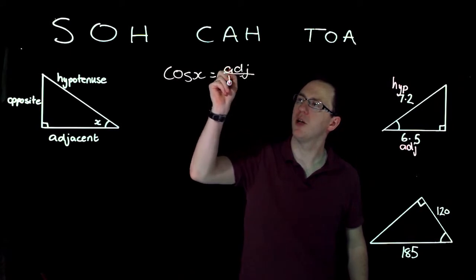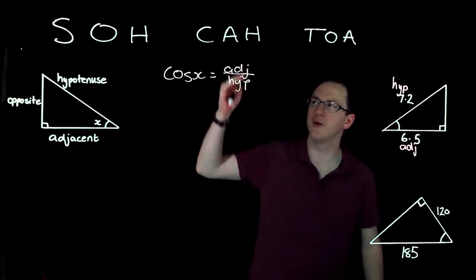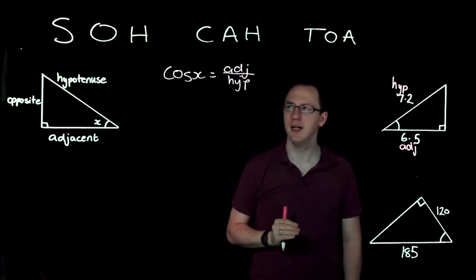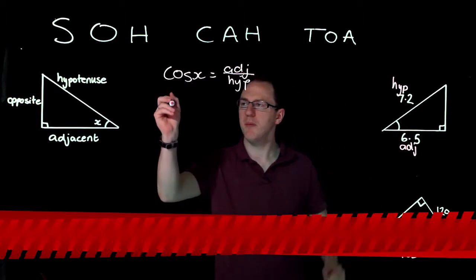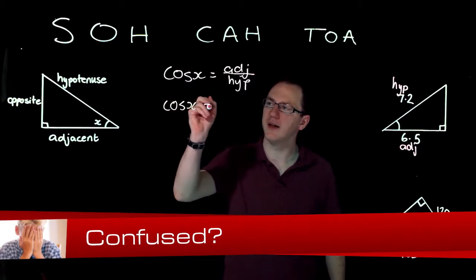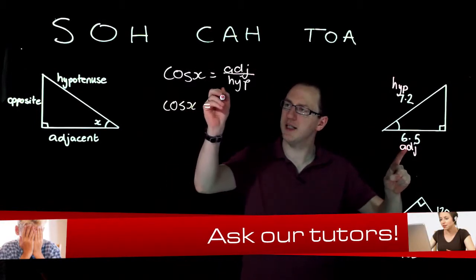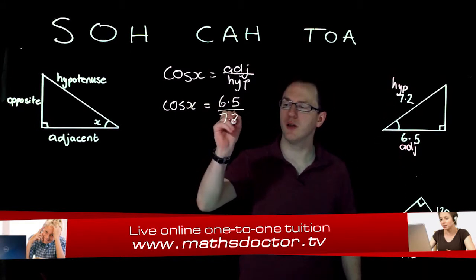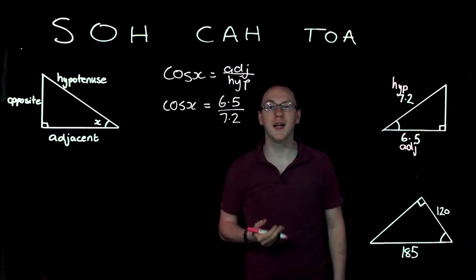divided by our hypotenuse. It's important we get those in the right order, the adjacent divided by the hypotenuse, not the hypotenuse divided by the adjacent. So I'm going to put in what I know. Cos of my angle, don't know my angle yet, equals the adjacent, 6.5, divided by the hypotenuse, 7.2. I'm trying to find out an angle.